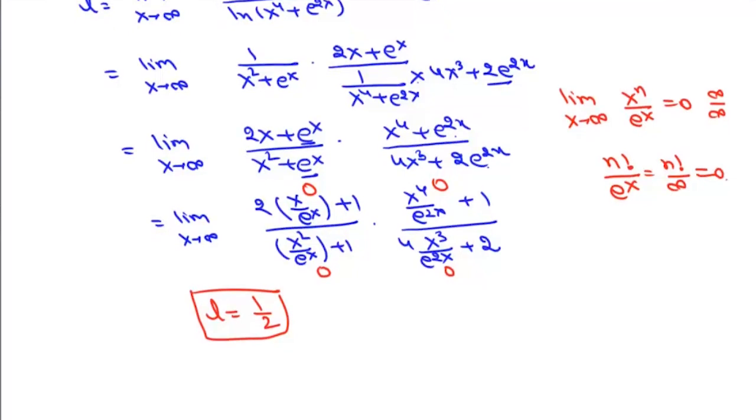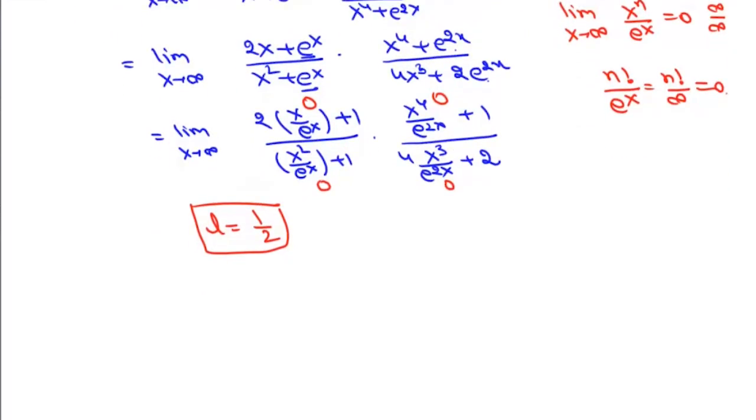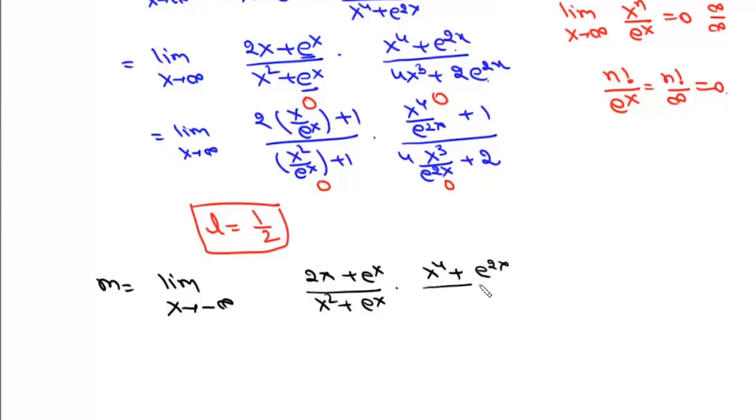Now we'll find the value of M. Now for M, we have this limit x tends to minus infinity, and again we'll get this same differentiation. It will be 2x plus e to the power x upon x square plus e to the power x into x to the power 4 plus e to the power 2x upon 4x cube plus 2 into e to the power 2x.